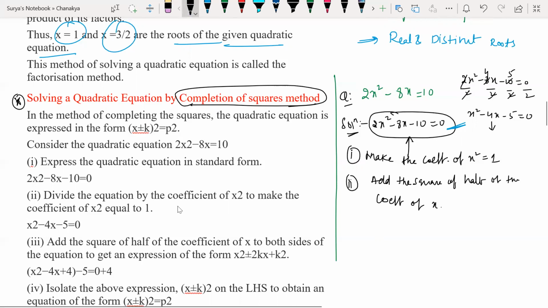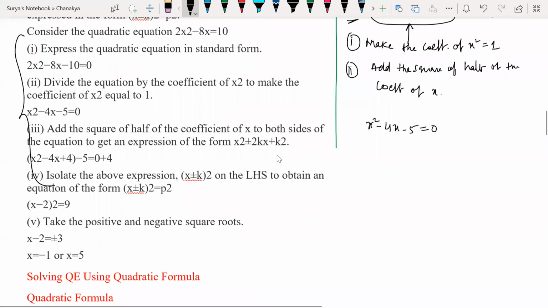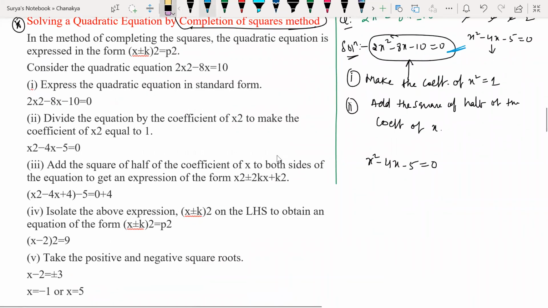Look at this. So the first step is what? I made my x square coefficient as 1. I got an equation called x square minus 4x minus 5 is equal to 0. Perfect. Guys, all the story is given to you by these 2 points only.